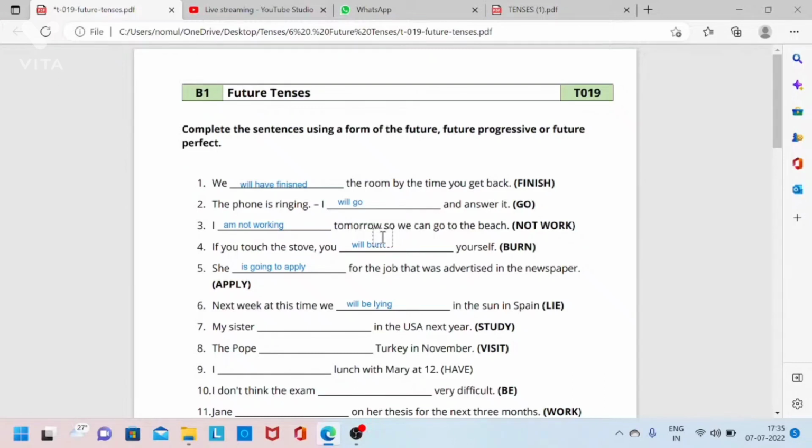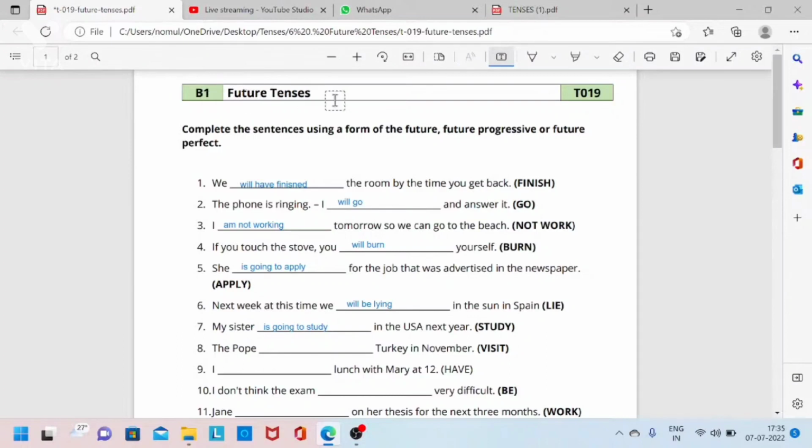So my sister dash in the US next year. By using study we have to complete this. Study is the main verb. So my sister is going to study, okay, in the US next year. Okay, this is all in the future. It's going to happen in the future, right?